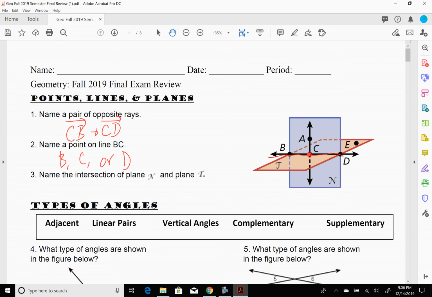Okay, name the intersection of plane N and plane T. Well, two planes meet in a line, and you can see the line where they're meeting is this one right there in the middle, so you could call it line BC, or BD, or CD, and then the reverses of those. So like CD, the reverse of it would be DC, and it's the same line.